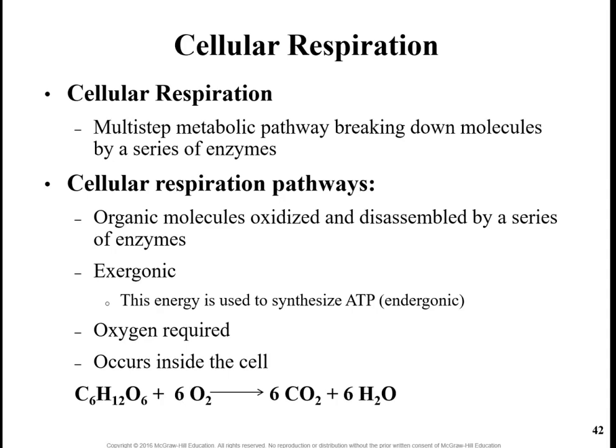These pathways are exergonic, that is, they release energy, and the energy that's released is used to synthesize ATP, which is an endergonic process. Oxygen is required for cellular respiration, and it occurs inside of the cell. So the overall reaction would be a glucose molecule plus 6 O2 goes to 6 carbon dioxides and 6 waters.